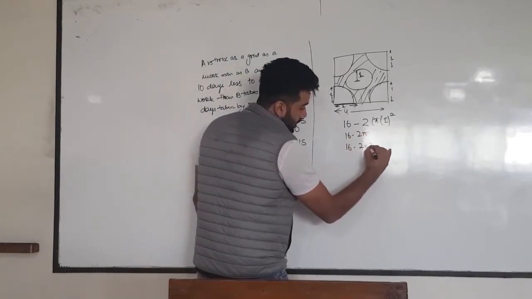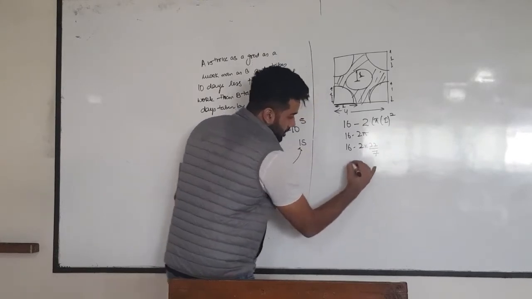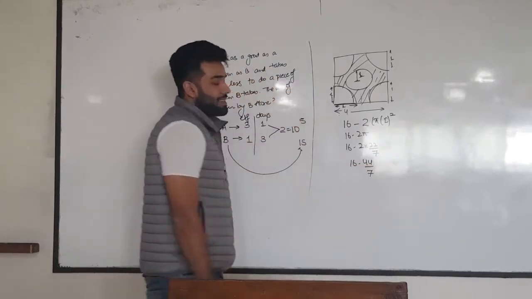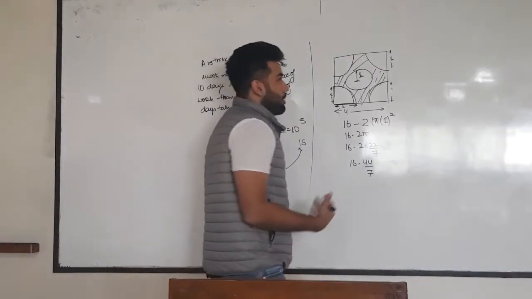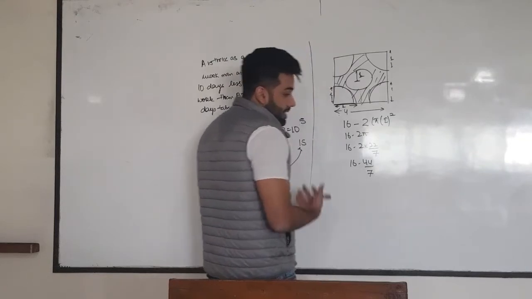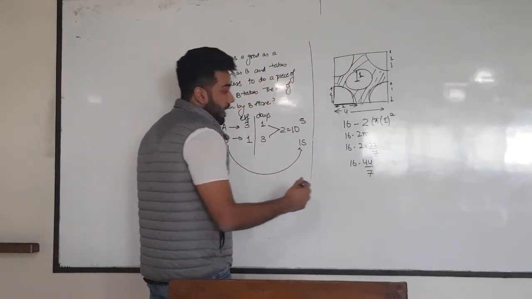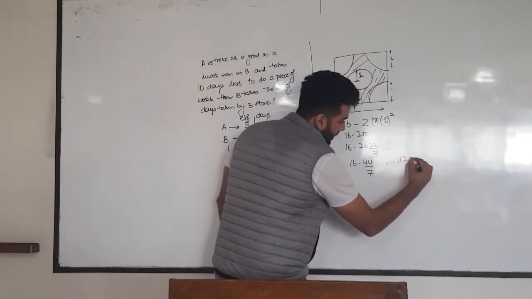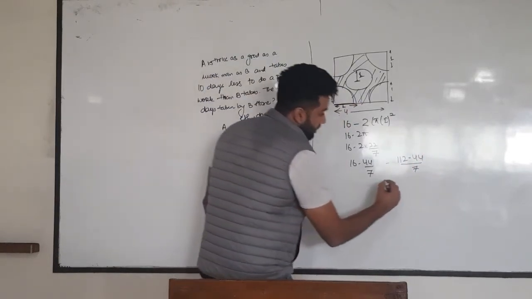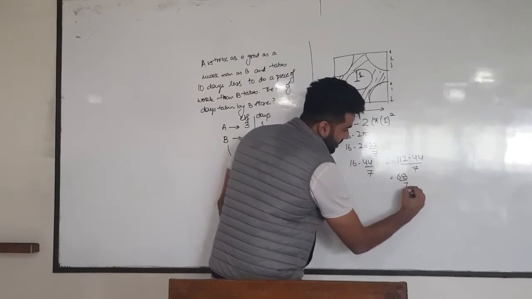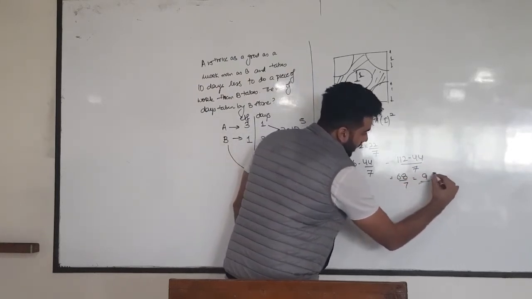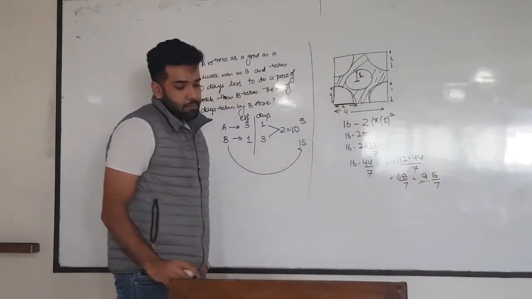16 minus 2 into 22 by 7. So it becomes 16 minus 44 by 7. Now we multiply 16 into 7. It would come out to be 112. 112 minus 44 by 7. Now if I do this, this would come out to be 68 by 7. 7 nines are 63 and we have 5 carry forward, so the answer is 9 and 5 by 7.